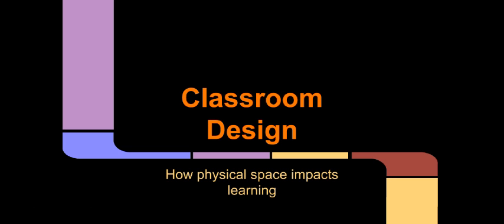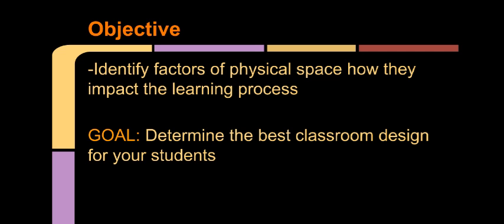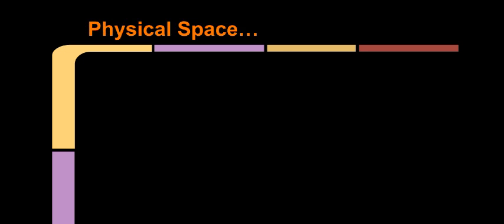For today's mini lesson, we're going to talk about classroom design and how physical space impacts student learning. The objective of today's lesson is to identify factors of physical space and how they impact the learning process, and the overall goal is to determine the best classroom design for your students.